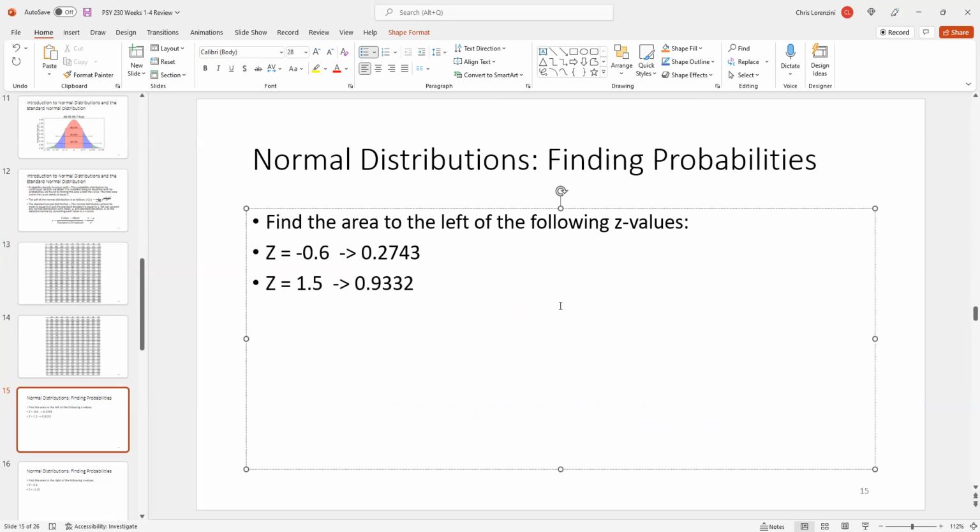And that's how we find areas to the left. That's the easiest of all. Questions on that? So to find the area to the left, just look up the value on the table.